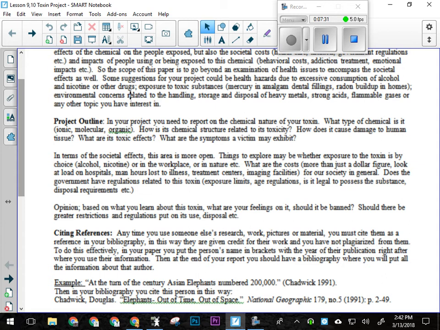In terms of the societal effects, we've talked about those. The area is more open. Things to explore may be whether exposure to the toxin is by choice, or if it's in the workplace or in nature, where there's nothing you can do about it. What are the costs? And by costs, I do not mean a dollar figure. It's going to be really hard to find that, and I don't want you to find that. In terms of costs, if this person ends up sick, who pays for that? That's a societal cost. If this happens, who pays for that? Those are societal costs. Even though I might not be directly affected by it, it still costs me.